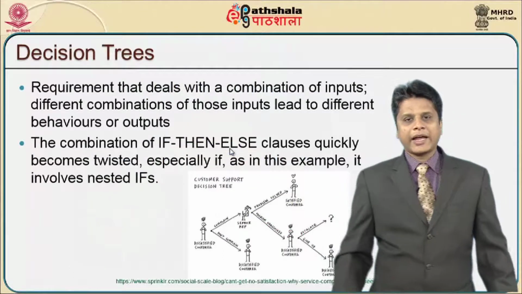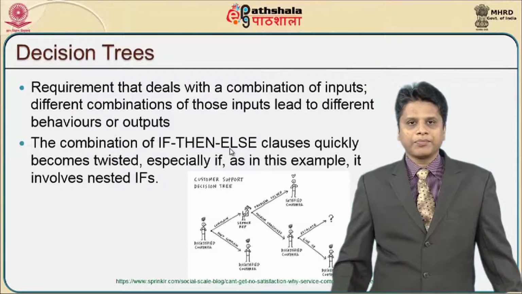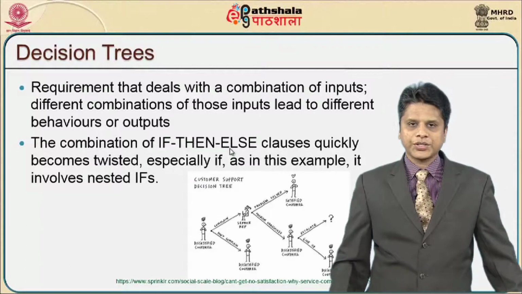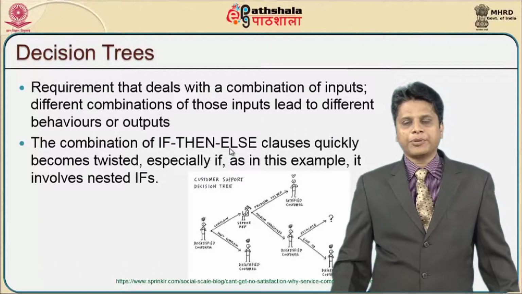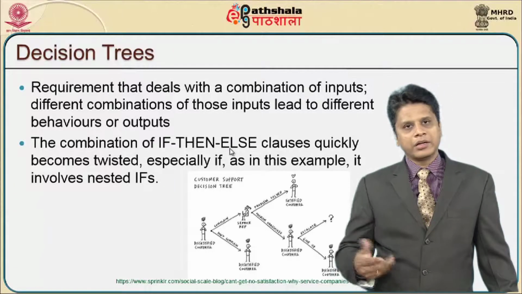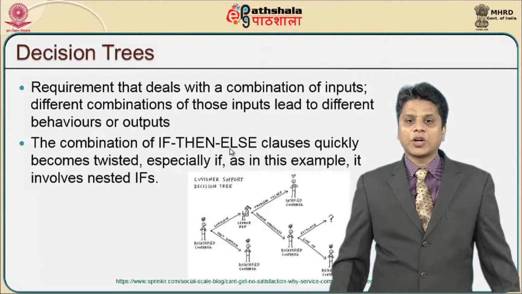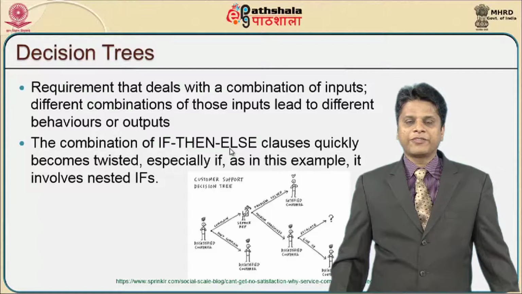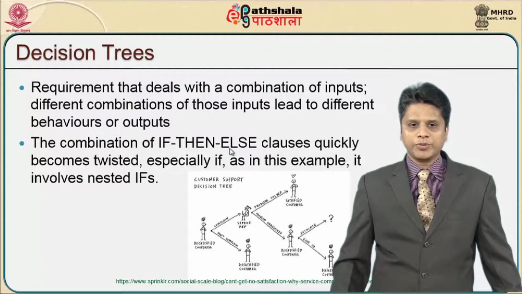So there can be a third mechanism wherein I will have the requirements done. One other method is the decision tree construction. This decision tree is basically an if then else type. It can be a binary decision tree, or it can be an if then else decision tree. Requirements that deal with a combination of inputs, where different combinations of those inputs lead to different behaviors or outputs.